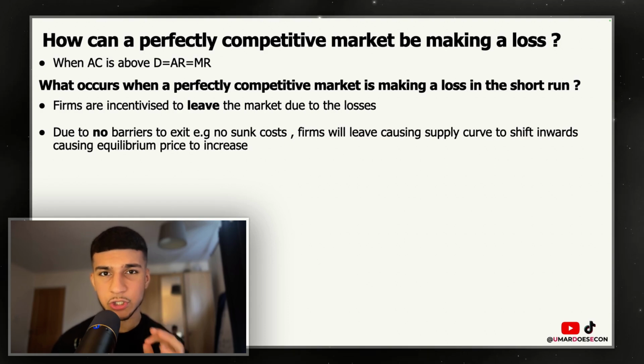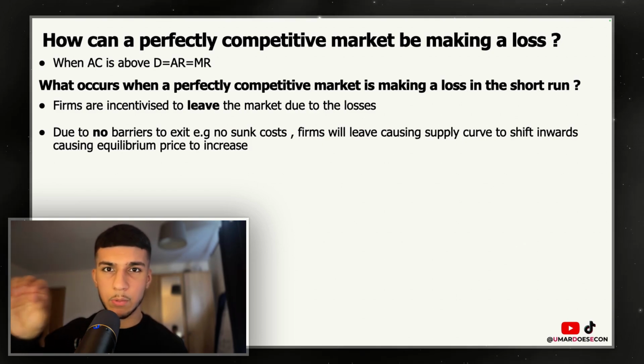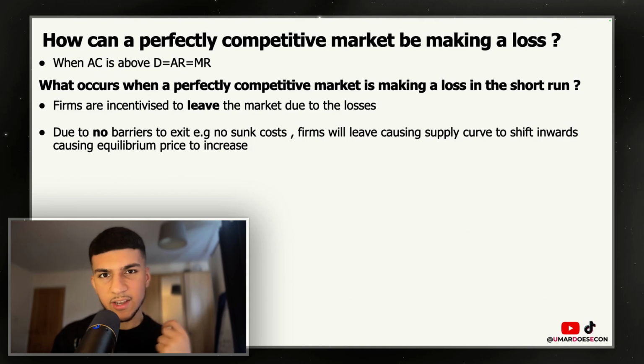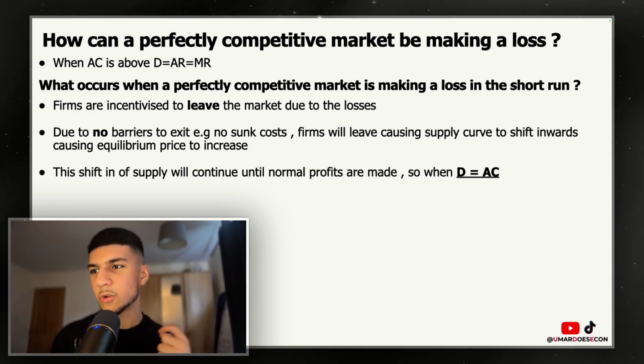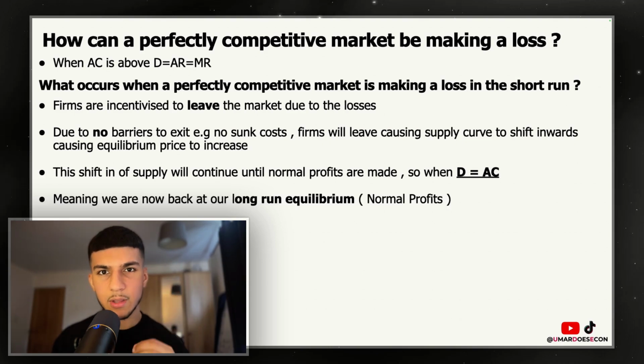And this is such a common mistake I see when marking students' papers. Because they're so used to the other side of things, you need to remember when the supply curve shifts inwards, equilibrium price will actually increase. And then how long does this shift in of supply continue for? This continues until normal profits are being made. So when your demand curve equals your average cost curve, or as a more understandable way, when your price equals your costs. Meaning now, as we're not making a loss and we're making normal profits, the perfectly competitive market is back to its long run equilibrium.